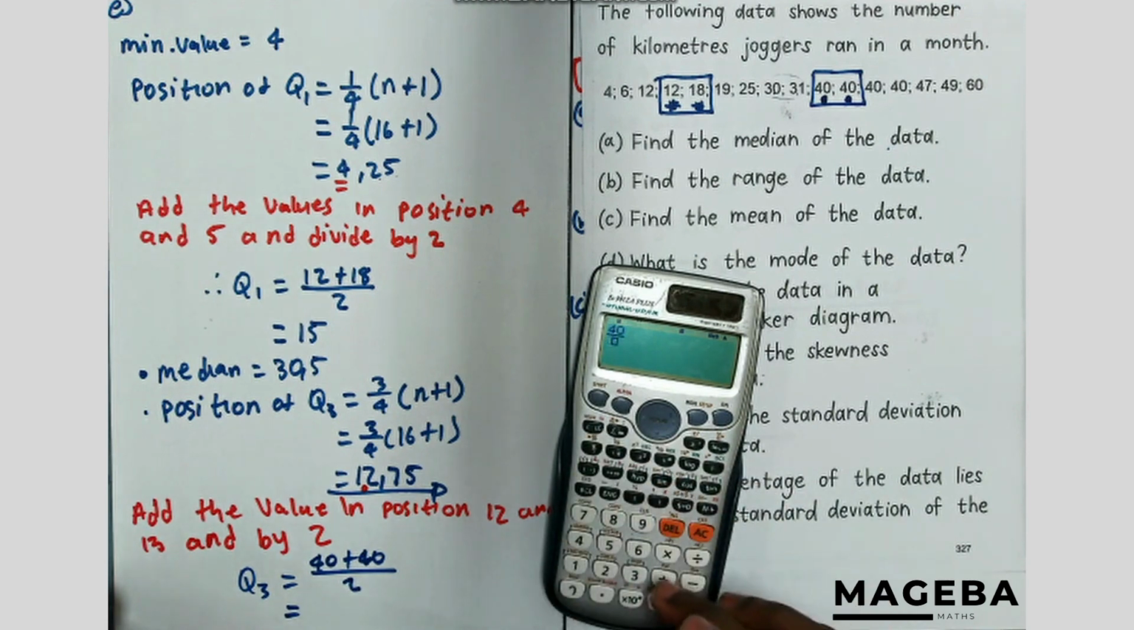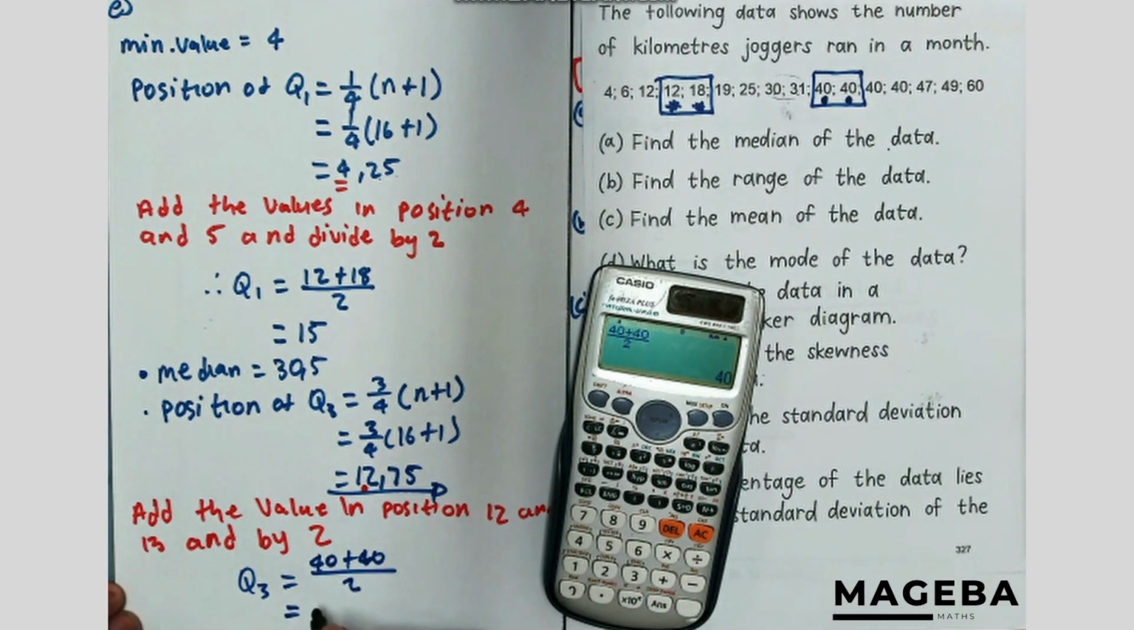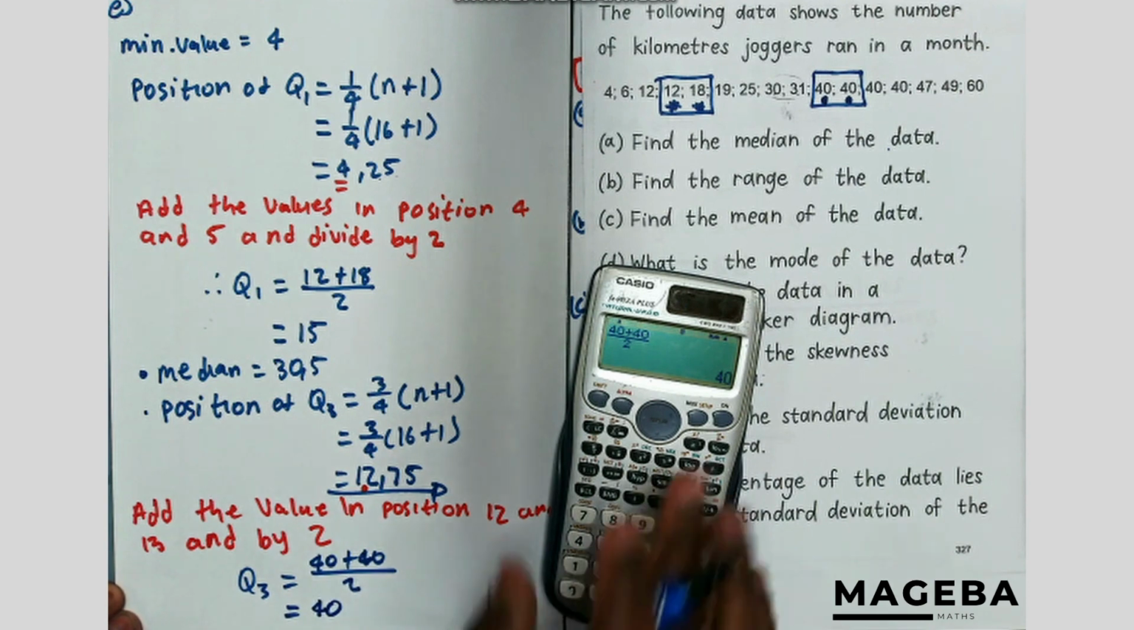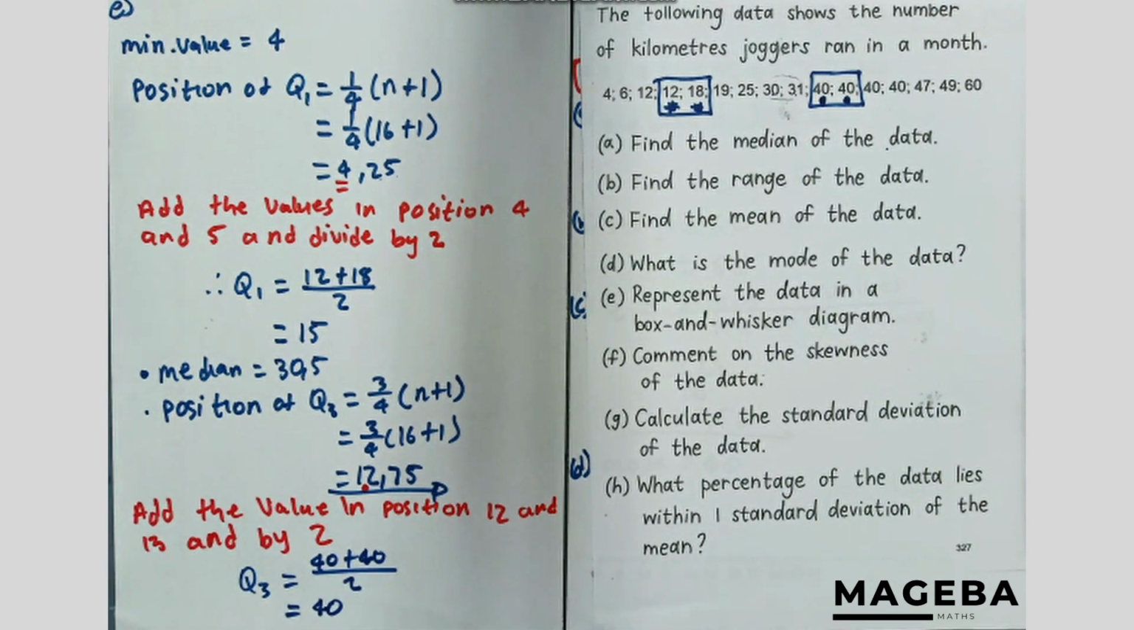40 plus 40 divided by 2, we found 40. So my Q3 is 40. Another thing that I need in order to complete my 5-number summary is the maximum. So my maximum here, which is the biggest number, is 60. So now I do have my 5-number summary.